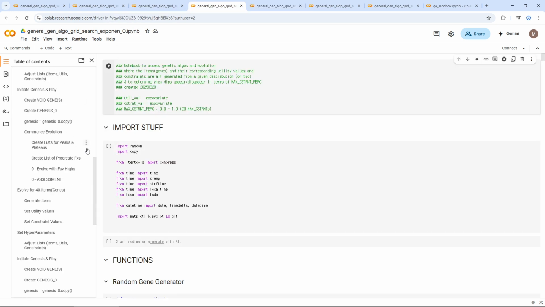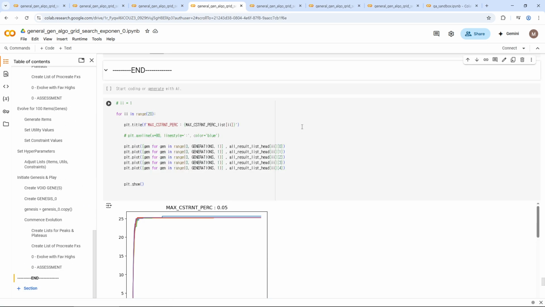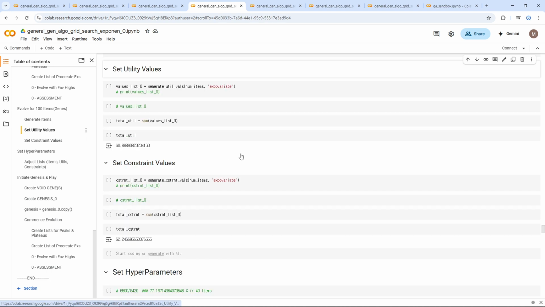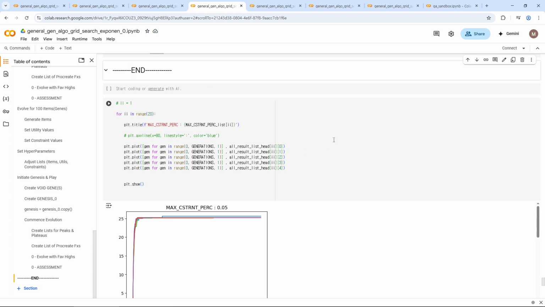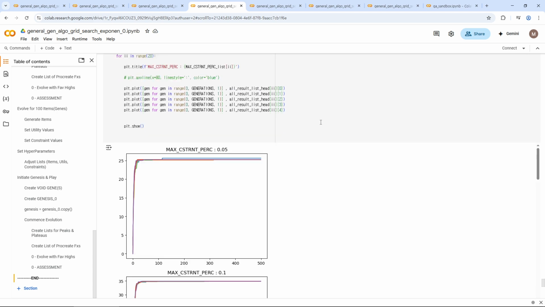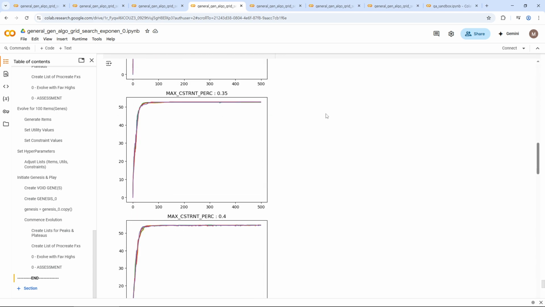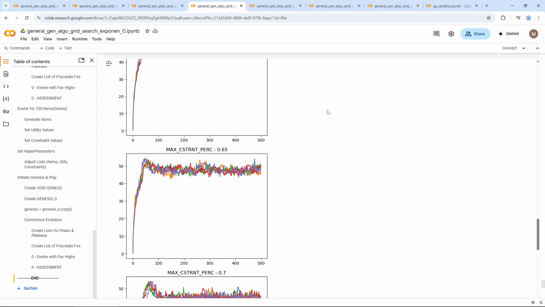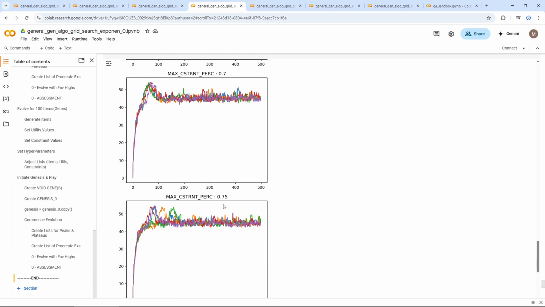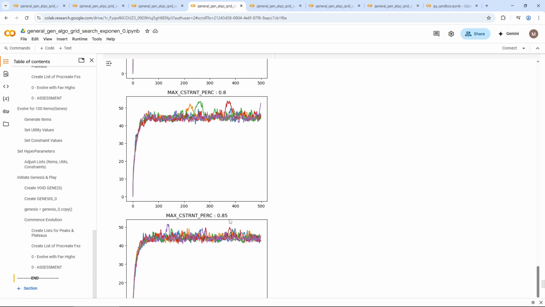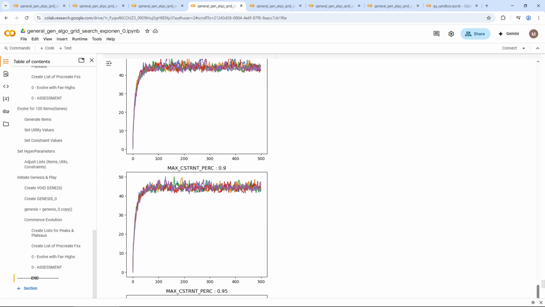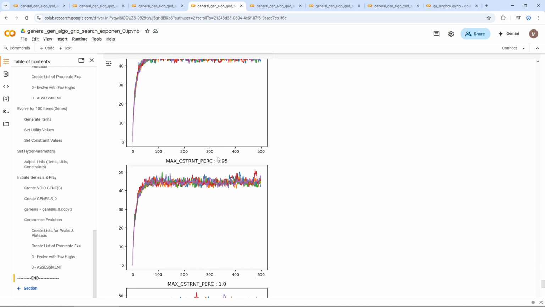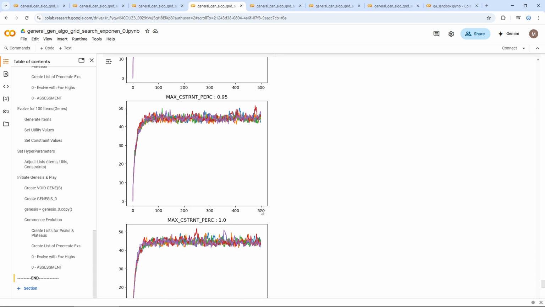Exponential distribution. And then we look at that. The total sum of the utility values is 60.88. And then we look at the top entities, and we go straight to where the maximum constraint percentage is at 75%, 80%, 85%, 90%, and some of them were supposed to hit 60. Nothing did. It never did, ever.